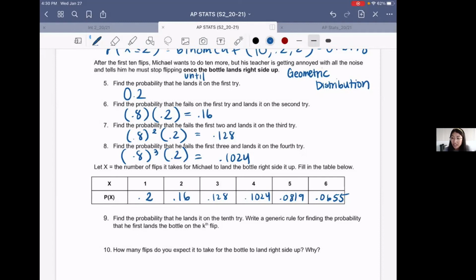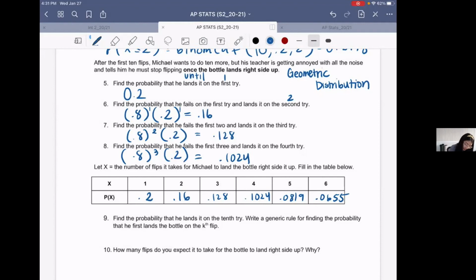So yes, we can continue on and just start multiplying everything together, but it might be a better idea if we just come up with a formula, okay? On the first try, notice his probability: we're basically not multiplying any failures on his first try. On his second try, we have one failure and one success. Notice a total of 2.